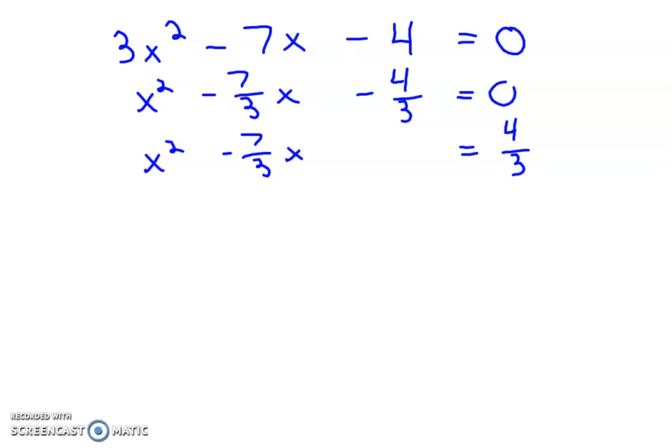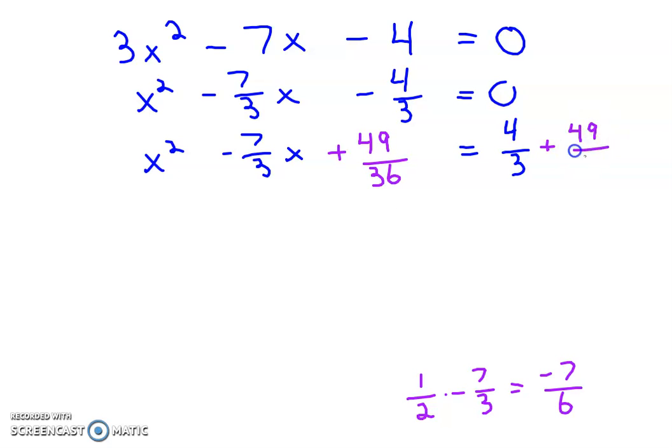Okay, well, how do you get half of negative 7 thirds? Well, you multiply it by 1/2, so you get negative 7 sixths. But I also want to square that, so when I square that, I'm going to get positive 49 over 36. Okay, so here I go. I'm going to add 49 36ths to both sides. Well, that's not pretty, but it's doable.